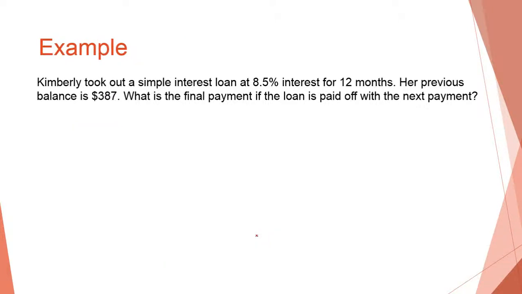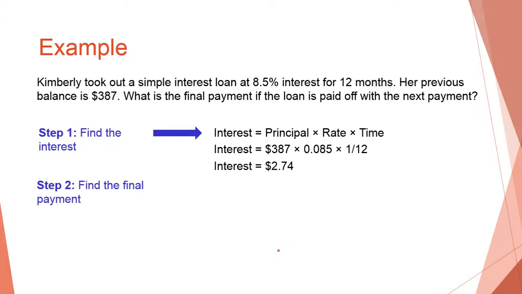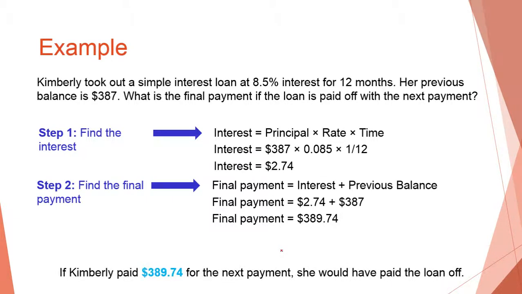Here's another example. Same thing, we're looking for final payment. First step, find the interest, plug in everything we know. The interest is going to be $2.74. Plug that in to the formula and we get $389.74. So if Kimberly paid $389.74 for the next payment, then she no longer has the loan.